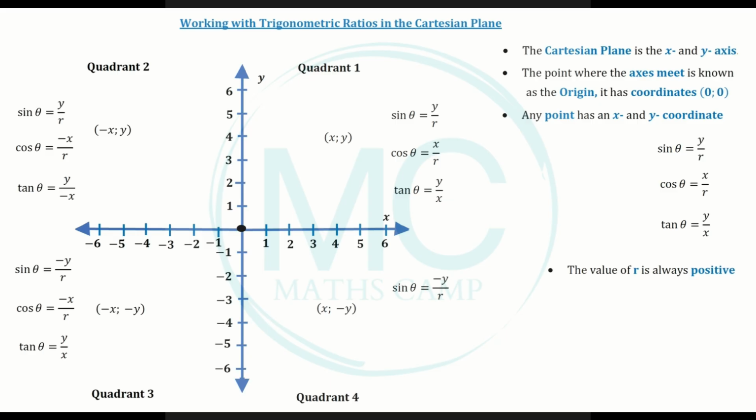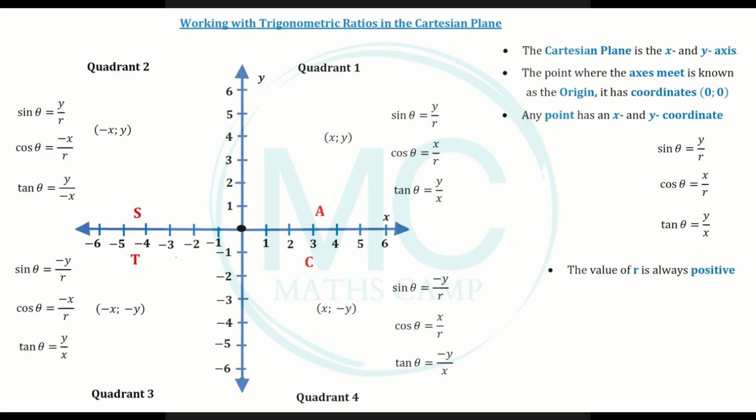In quadrant 4, the x-coordinate is positive, but the y-coordinate is negative. So now, sine theta is equal to negative y over r, cos theta is equal to x over r, and tan theta is equal to negative y over x. In this quadrant, cos theta is the only positive ratio, as sine theta and tan theta are now both negative. To help us remember which ratio is positive in each quadrant, we use what we call the CAST method, C-A-S-T.